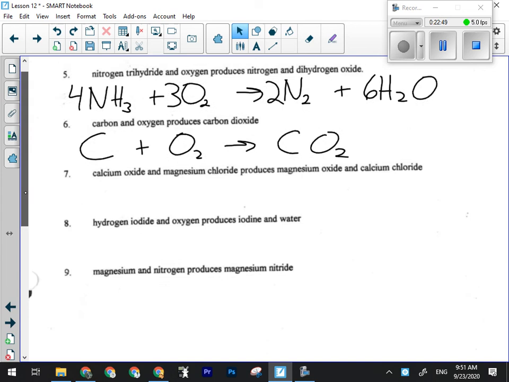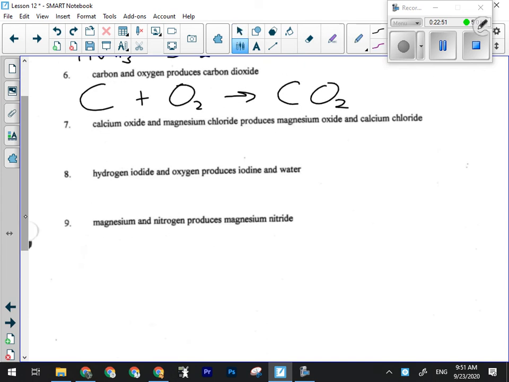Okay, so for number 7 here, we've got calcium oxide. That's Ca 2+, oxygen 2-, so CaO is good for that one.